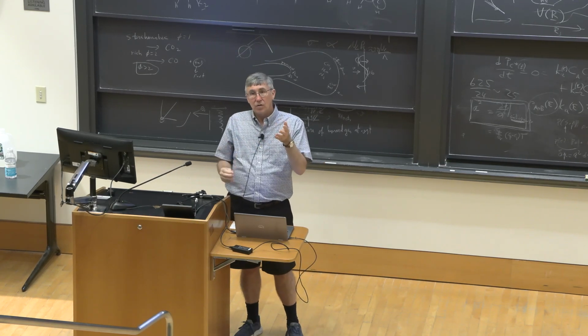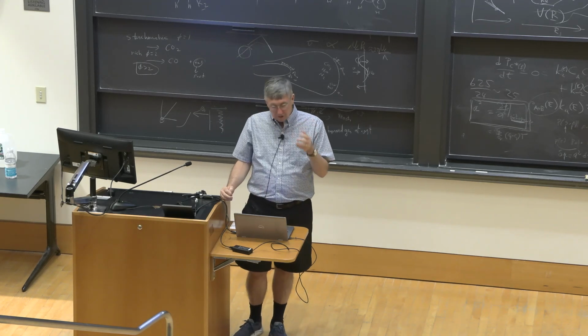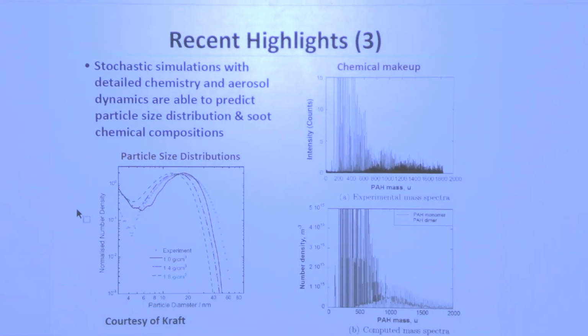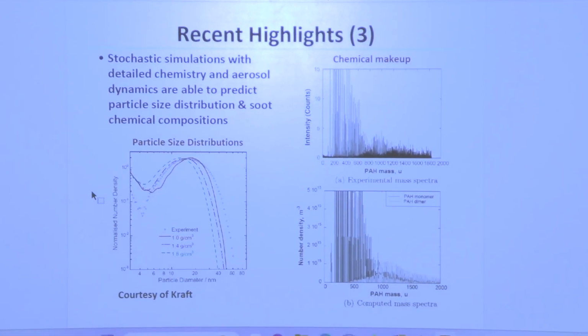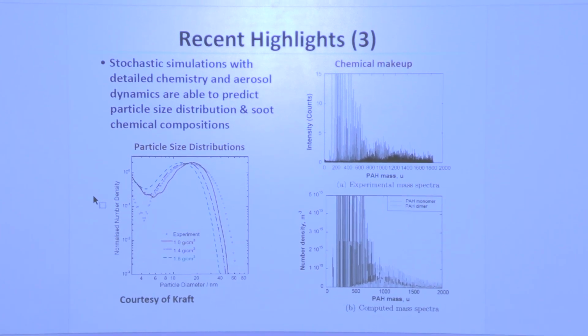So once you have the nuclei, people can predict very well what happens to it. And the real challenge is to figure out what the nuclei are and why you would make nuclei. You can measure the particle size distributions. So this is from Marcus Kraft in the lower left. And you can see the distributions.